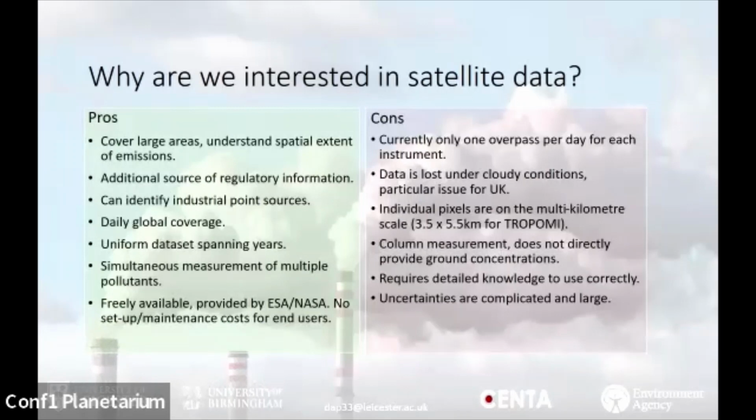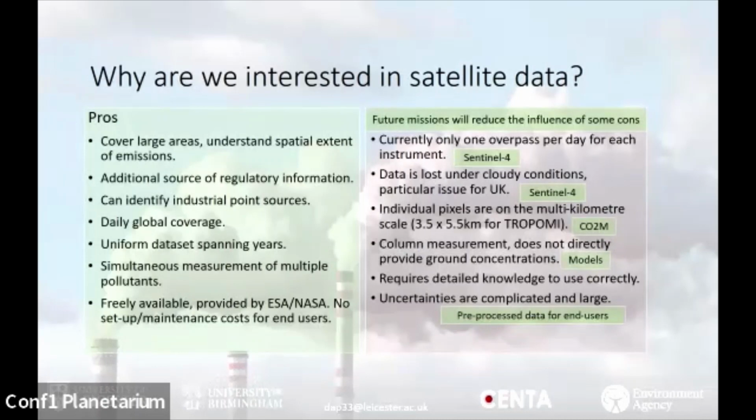Some downsides are that currently we only have one overpass per day per instrument. Pixel sizes are too coarse for some applications. We're looking at column counts of pollutants rather than surface concentration, so comparisons between the two can be tricky. And there is a high learning curve to using this type of data responsibly, which can be a deterrent for new users. We do have some new instruments on the horizon though, which will act to alleviate some of these negatives. And I'll touch on a few of these missions towards the end.